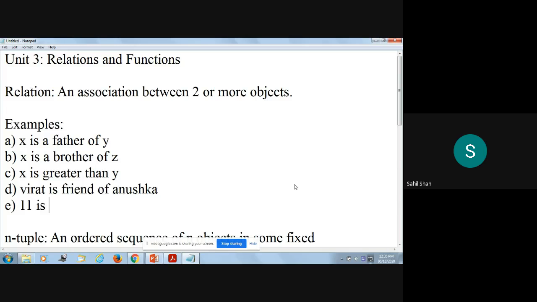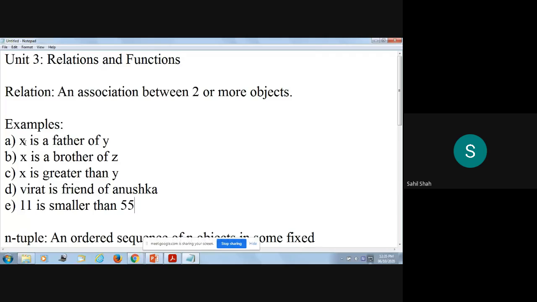11 is smaller than 55. So in each and every example, you could observe that we are trying to establish some kind of association between any two objects. In the first example, you are observing the association between X and Y has been done using a relationship, using a wording, is a father of.